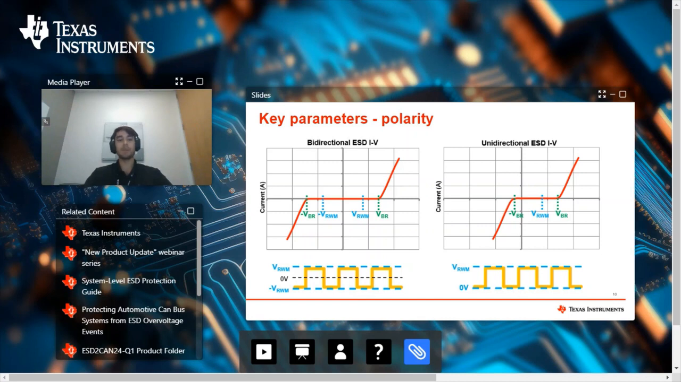And if a bidirectional device isn't needed to encompass your interface voltage range, you can use a unidirectional device, and it's going to offer better protection in the negative region due to the lower negative breakdown voltage. So for negative ESD strikes, you'll get better protection with the unidirectional device.